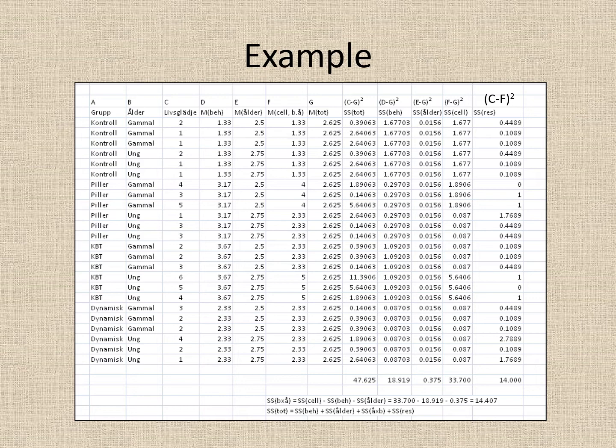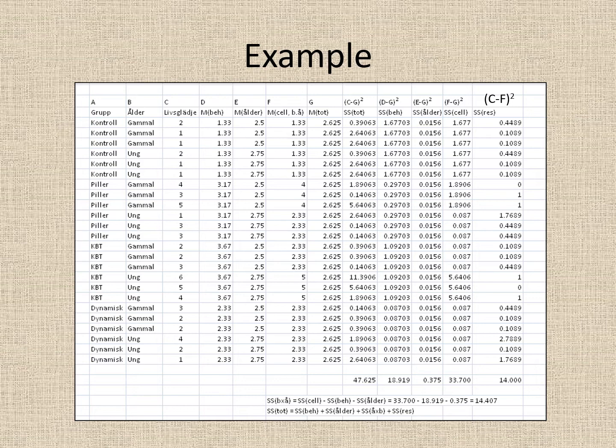So very little. How come it becomes so low, this number? Well, it's of course because the difference between the two means of the two age categories, 2.5 for the older ones and 2.75 for the younger ones, that difference is very small. So very little of the variation in life satisfaction is due to differences in age.